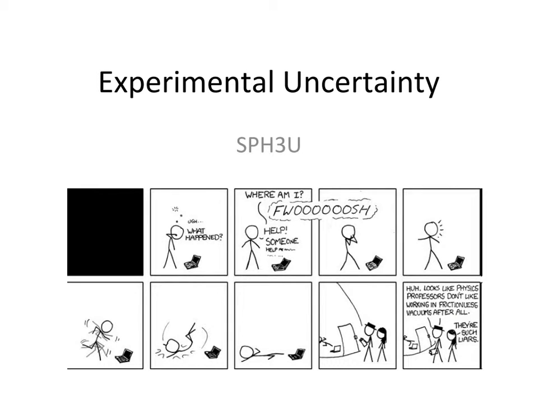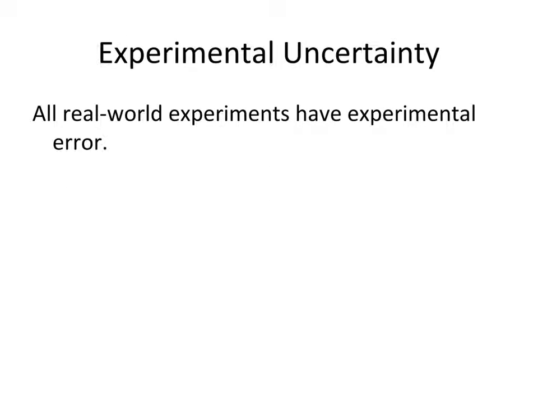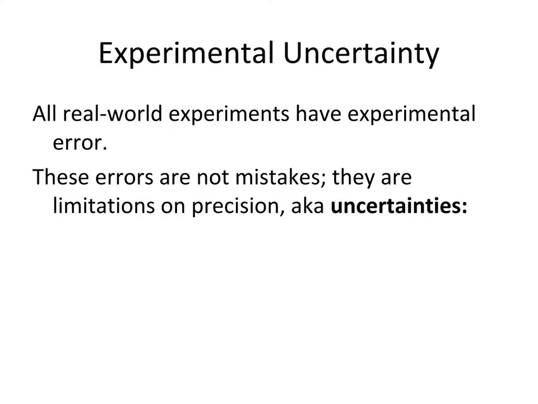So let's talk about experimental uncertainty. These are ideas that apply when we're doing experiments, not surprisingly. And it has to do with some tools that we use when we make measurements. All experiments have what we call experimental error. Those are not mistakes. They are limitations on the precision of the measurements that we make. And so sometimes we call them uncertainties because we are never 100% certain about the measurements that we make.